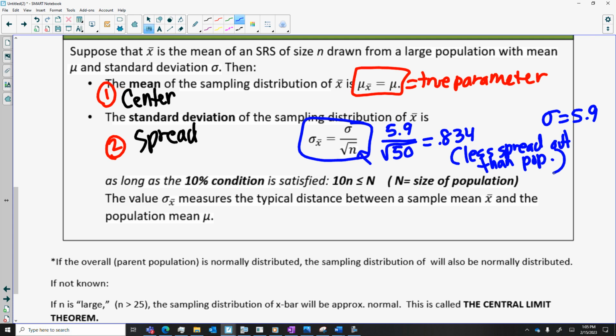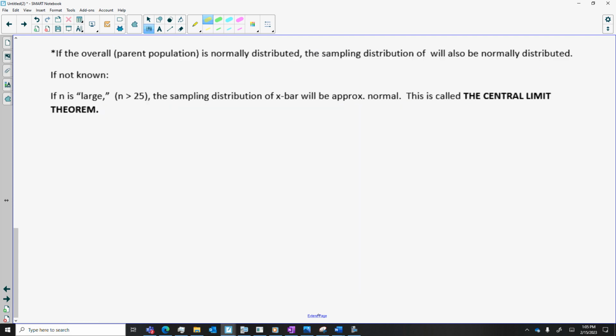And then also look at this, we have our condition here. So we're not allowed to use the formula for standard deviation, again, unless that 10% condition is satisfied. If that is satisfied, we're allowed to use the standard deviation formula. Okay, and then the last thing to note is that we're not allowed to assume that the sampling distribution is normally distributed unless there are two things that could happen. If the overall population is stated to be normal, then the sampling distribution will also be normal. Specifically, it will be approximately normal.